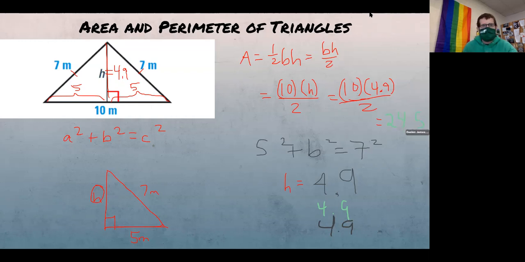There it is, 24.5. And what's my unit for this? Meters squared. Perfect. Okay. So when it's area, it's meters squared. Now we can find the perimeter on this one. What's the perimeter, real quick?